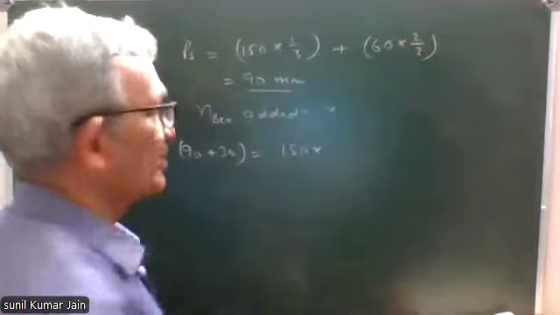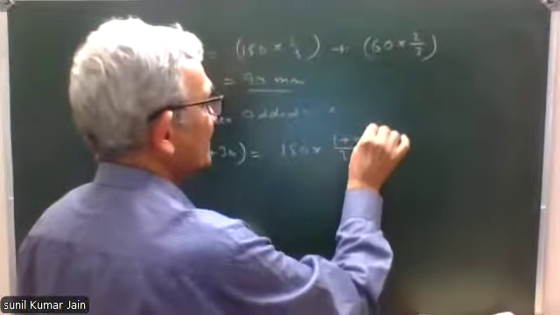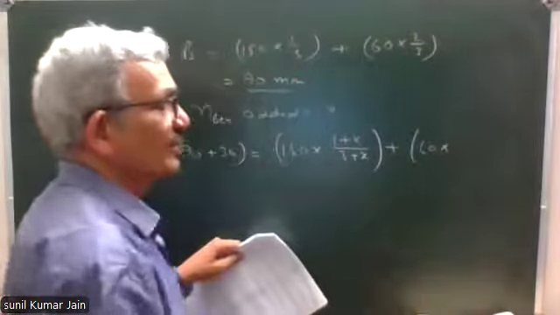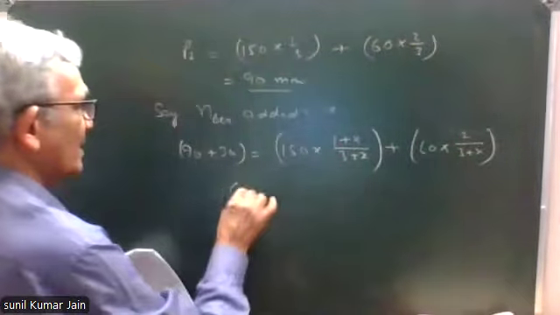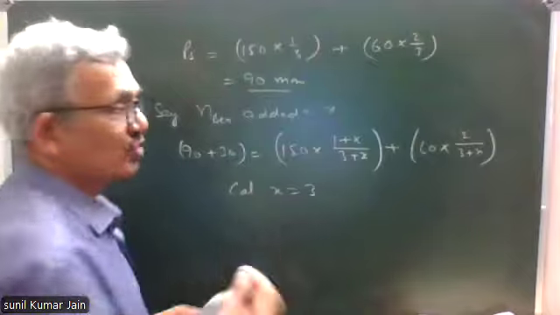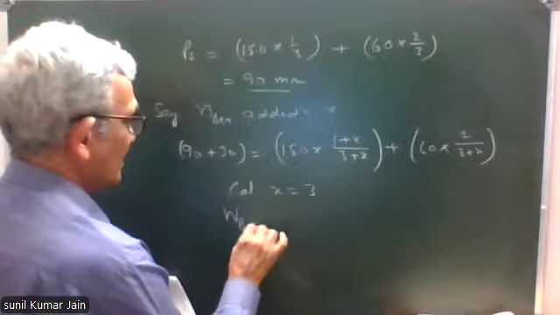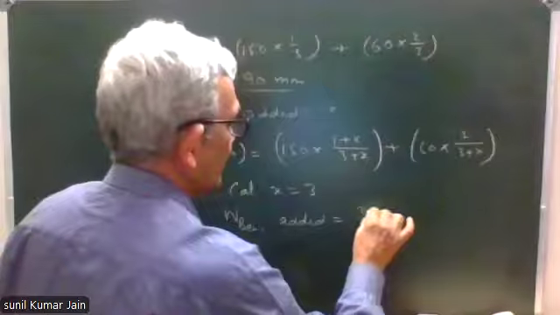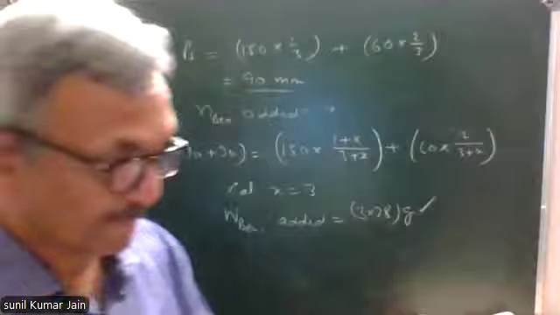150 into new mole fraction of benzene will be 1 plus X divided by 3 plus X, plus P naught toluene into new mole fraction of toluene will be 2 divided by 3 plus X. Calculate the value of X. This will come out to 3. So 3 moles of benzene should be added. So weight of benzene added will be 3 into molecular weight. So many grams of benzene should be added.